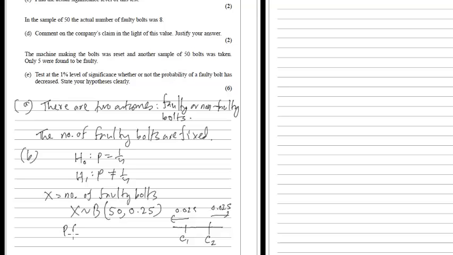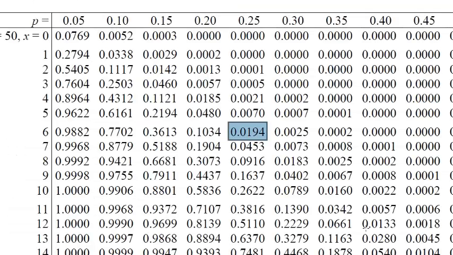So the critical region is X less than or equal to C1 with probability 0.025, and X greater than or equal to C2 with probability 0.025. So we have to find the value of C1. So we need to look up the binomial table. This is the binomial distribution table where n is 50 and p is 0.25. We are looking for 0.025. So we don't have 0.025. The closest is 0.01 because 0.04 is farther away. This is 0.01. So we're looking for the random variable C1. So this is 6.